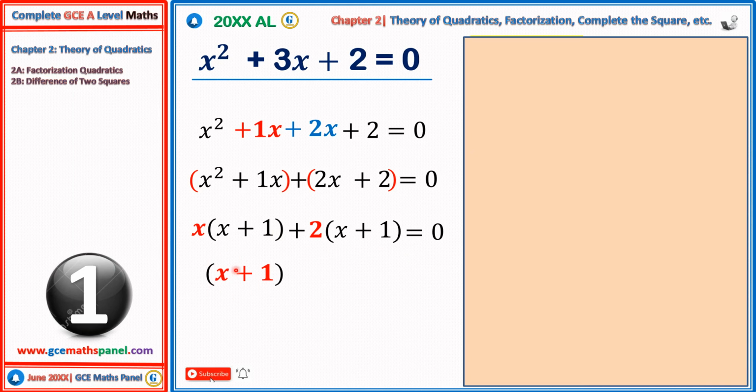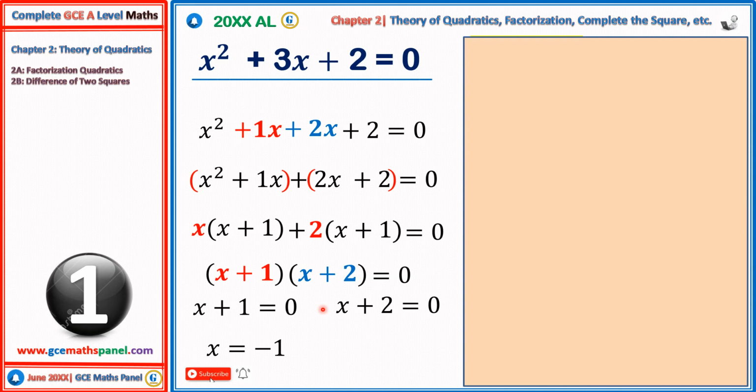We now copy out one of these brackets, and the remaining terms outside the bracket we put in another bracket and equate to 0. At this level, it is said that we have completely factorized. From here, if the product of 2 numbers equals 0, then either the first equals 0 or the second equals 0. That's the idea that will be applied here. So we say x plus 1 equals 0 or x plus 2 equals 0. And that gives us the roots of this equation to be x equals minus 1 or x equals minus 2. Note that x plus 1 and x plus 2 are the factors of this quadratic equation.